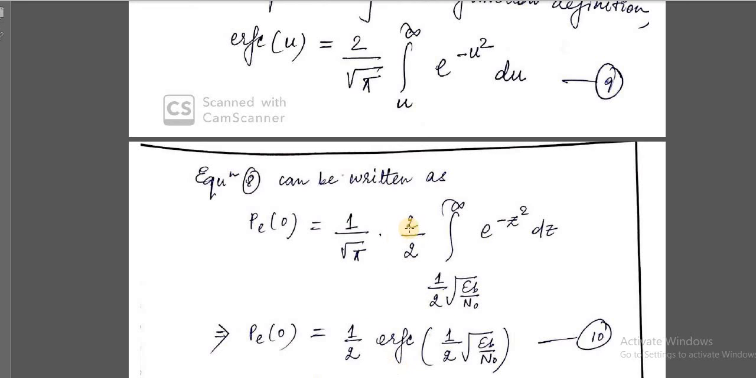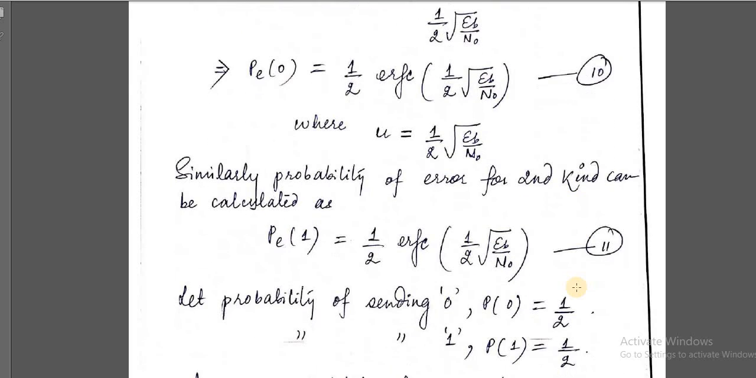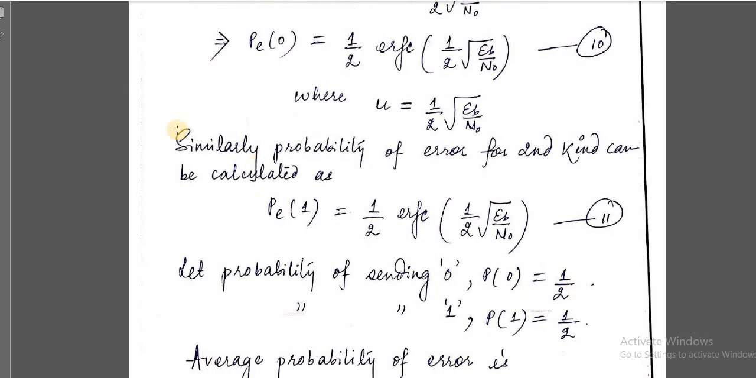So rearranging, 2 by root pi, this entire quantity, and the remaining is 1 by 2. So 1 by 2 is here. And this 2 by root pi entire thing, by using the definition, I can say is the complementary error function ERFC of u, where u is the lower limit of the integration. So P of 0 is 1 by 2 ERFC of 1 by 2 root of Eb by N naught. Okay, so this is the probability of making an error when symbol 0 is being transmitted.